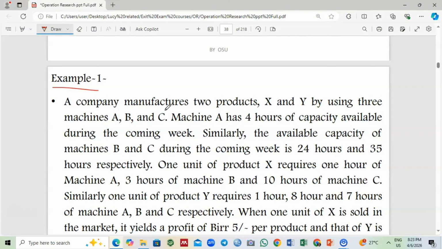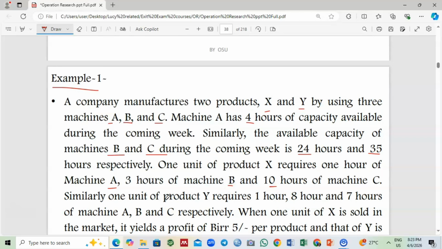A company manufactures two products, product X and product Y, by using 3 machines A, B and C. Machine A has 4 hours of capacity available during the coming week. Similarly, the available capacity of machine B and machine C during the coming week is 24 and 35. 1 unit of product X requires 1 hour of machine A, 3 hours of machine B and 10 hours of machine C.